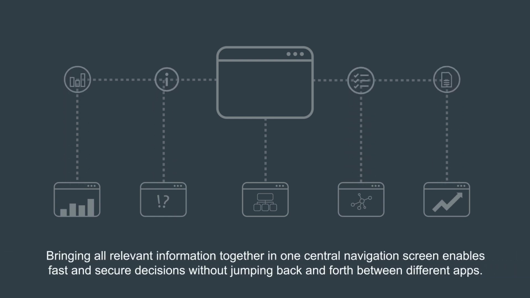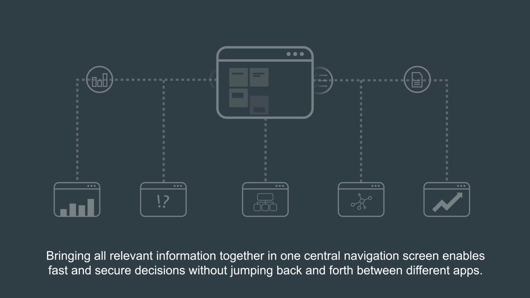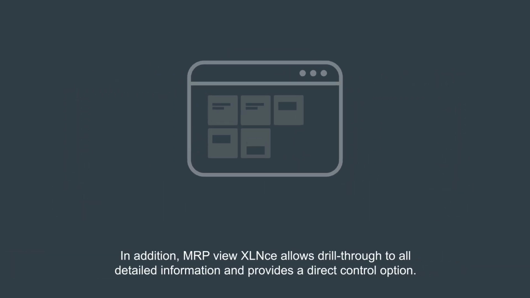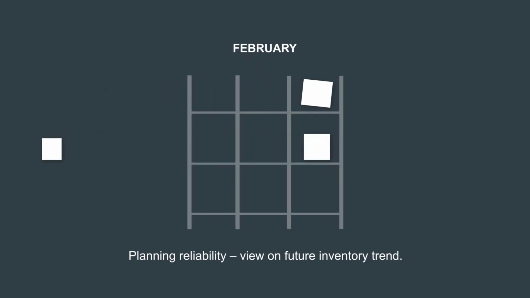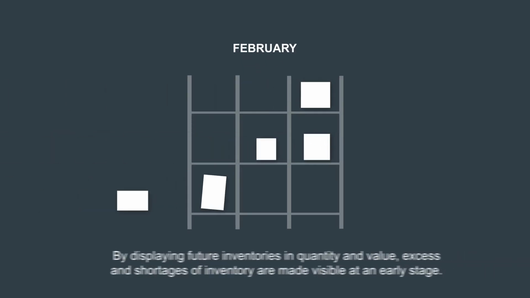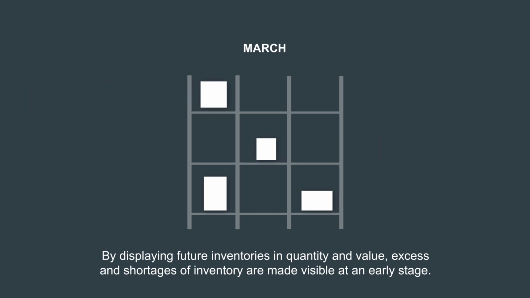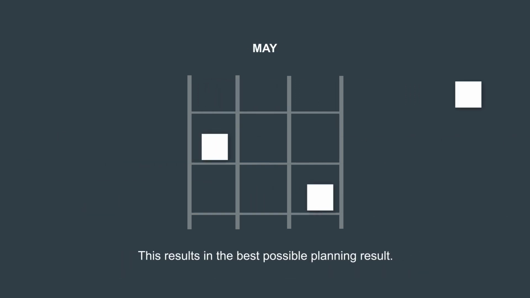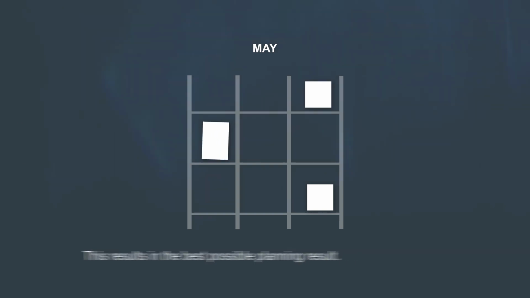Quick decision, no hopping from app to app. Bringing all relevant information together in one central navigation screen enables fast and secure decisions without jumping back and forth between different apps. In addition, MRP View XLNce allows drill-through to all detailed information and provides a direct control option. Planning reliability, view on future inventory trend. By displaying future inventories in quantity and value, excess and shortages of inventory are made visible at an early stage. This results in the best possible planning result.